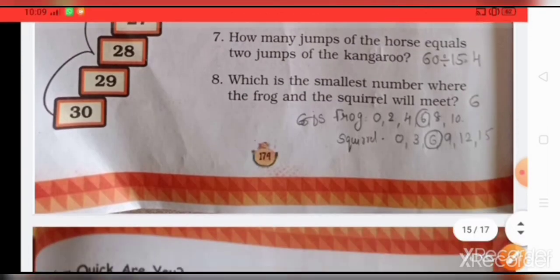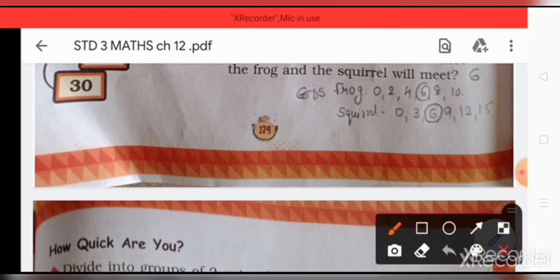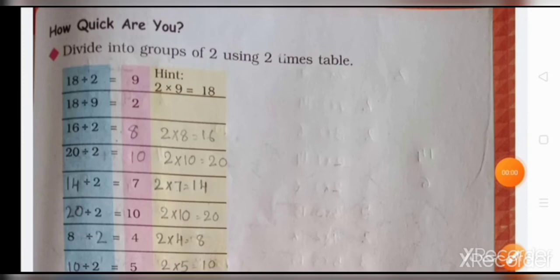Which is the smallest number where the frog and squirrel will meet? Frog 0, 2 का divisible 2, 4, 6, 8 and 10. Squirrel is the divisor of 3. 3 ones are 3, 3 twos are 6, 3 threes are 9, 3 fours are 12, 3 fives are 15. Here which is the common number? 6. Then both are meeting in 6 number.